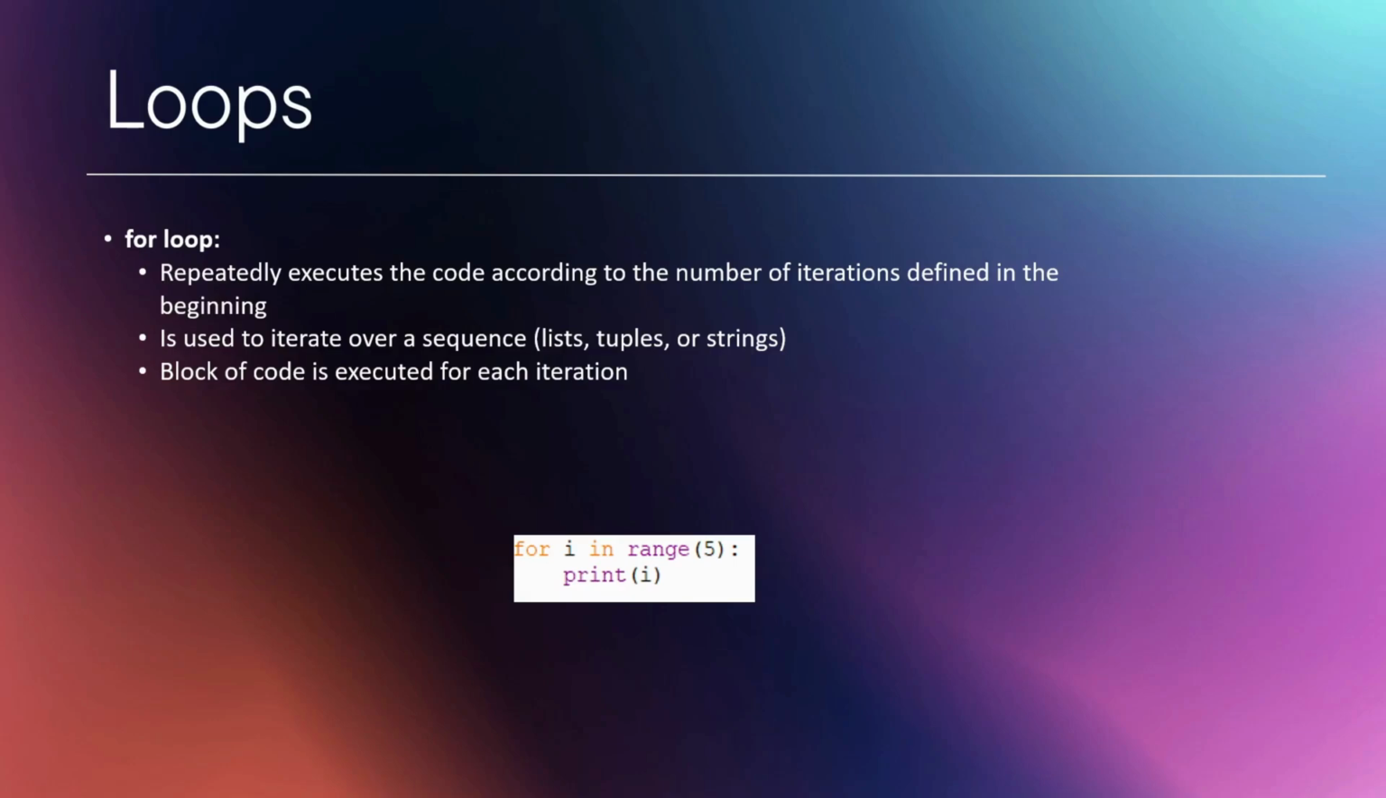In the first iteration, the value of i is 0, so it will print 0. In the next iteration, we move on to the second iteration. Now the value of i for the second iteration is 1, so it will print 1. And for the third iteration, it will print 2, and once it has reached 5 iterations, it will exit out of this.